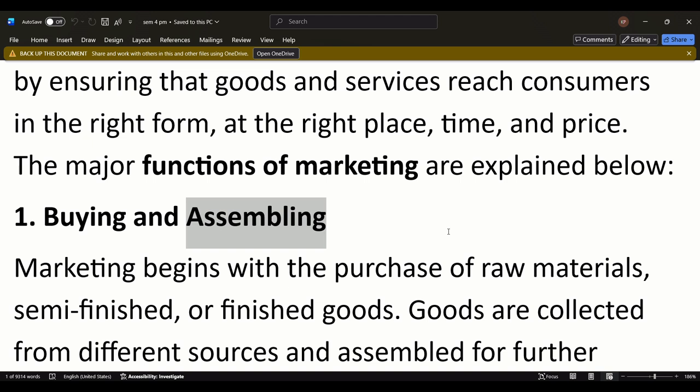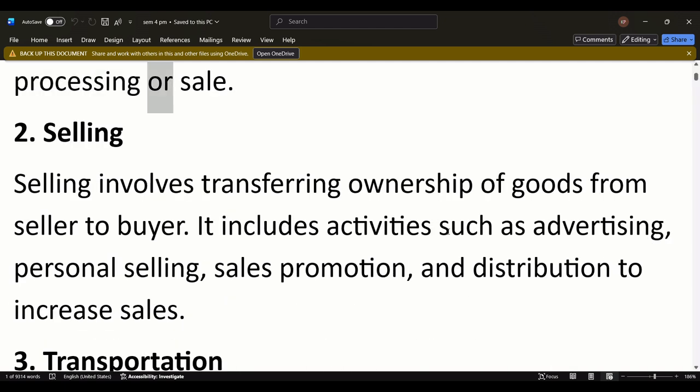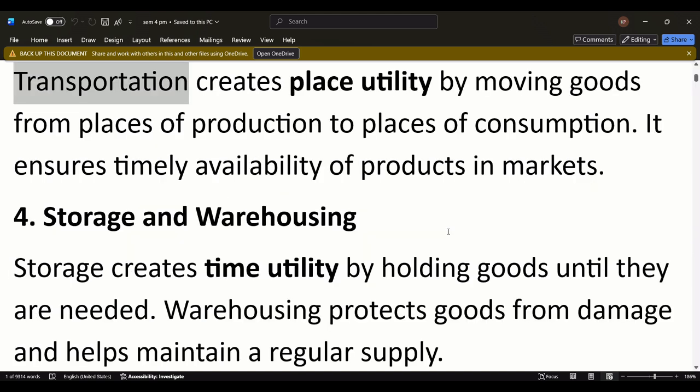1. Buying and assembling. Marketing begins with the purchase of raw materials, semi-finished, or finished goods. Goods are collected from different sources and assembled for further processing or sale. 2. Selling. Selling involves transferring ownership of goods from seller to buyer. It includes activities such as advertising, personal selling, sales promotion, and distribution to increase sales. 3. Transportation. Transportation creates place utility by moving goods from places of production to places of consumption. It ensures timely availability of products in markets.